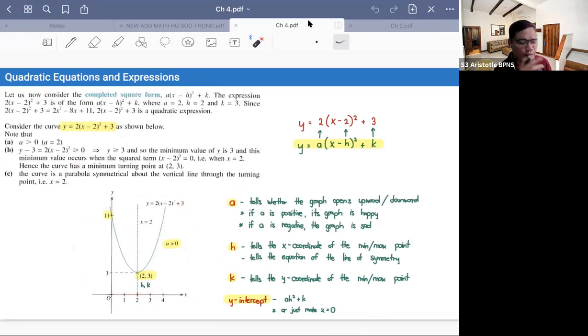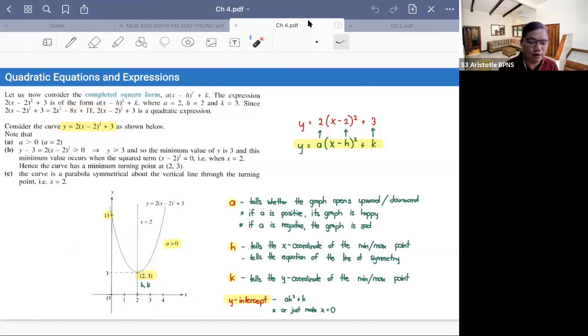Because by doing the completing the square method, it will show us the minimum and maximum value of a quadratic equation. Meaning, it will show us already the parts that we need in order for us to graph this curve. Okay, so please bear with me. So I'll give you guys one example here.